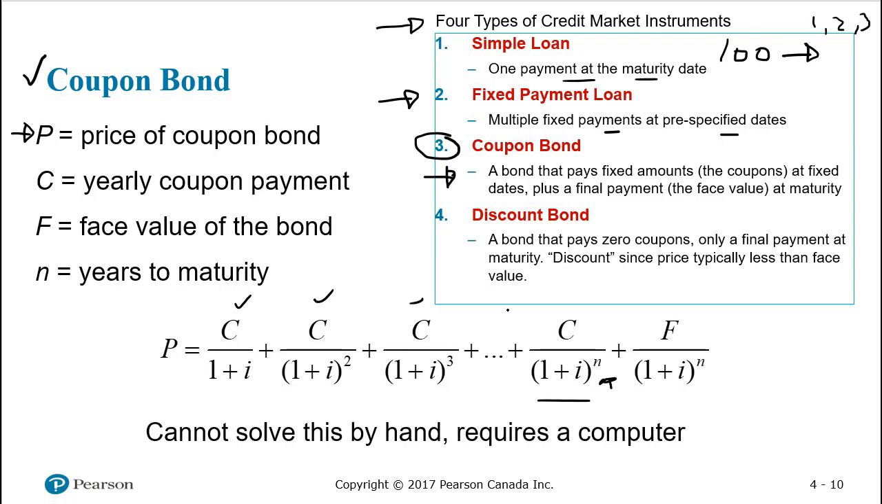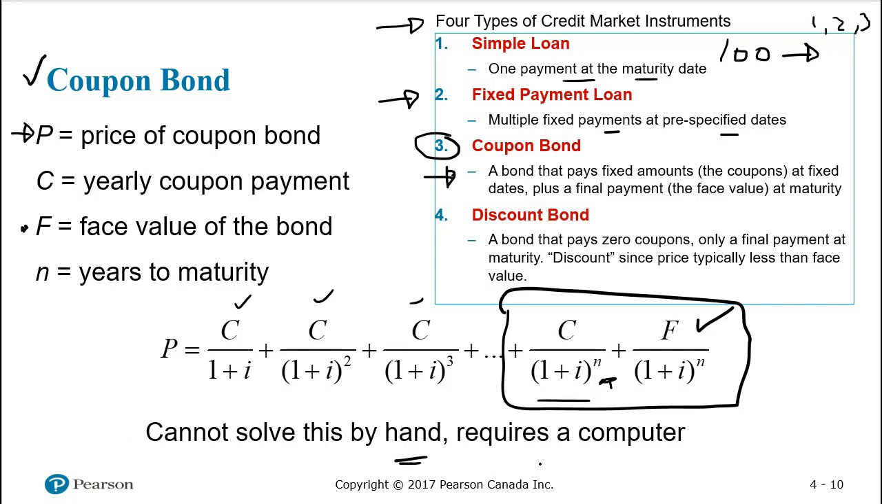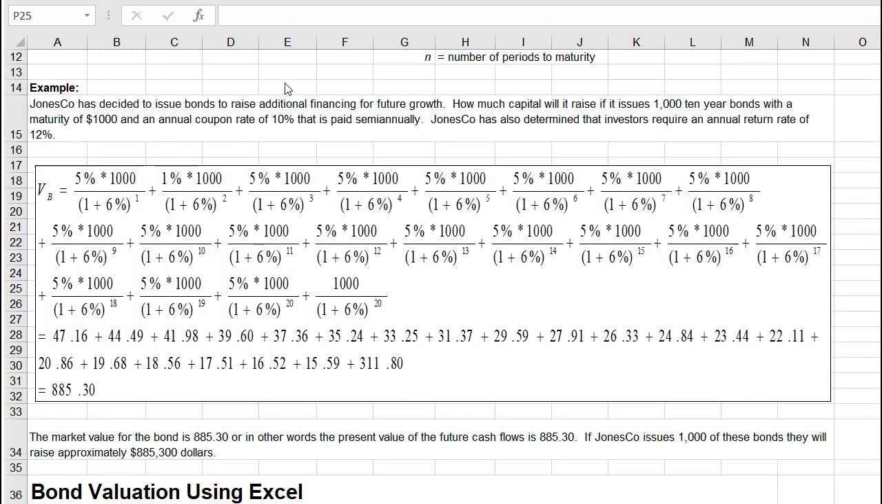But you just have to remember that on the final payment, you receive not only your final coupon payment, but also the face value of the bond gets paid back when the bond matures at the maturity date. Okay, so this is saying you can't solve this by hand. Well, actually you could. It would take you a bit of time. It can require a computer, or again, we can use our time value of money functionality on the Texas Instruments BA II Plus calculator.